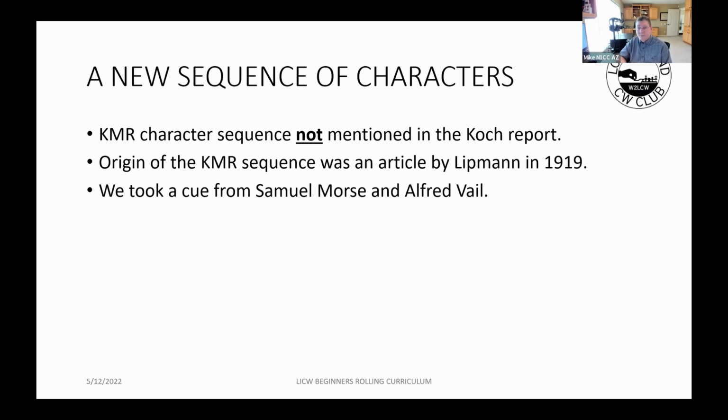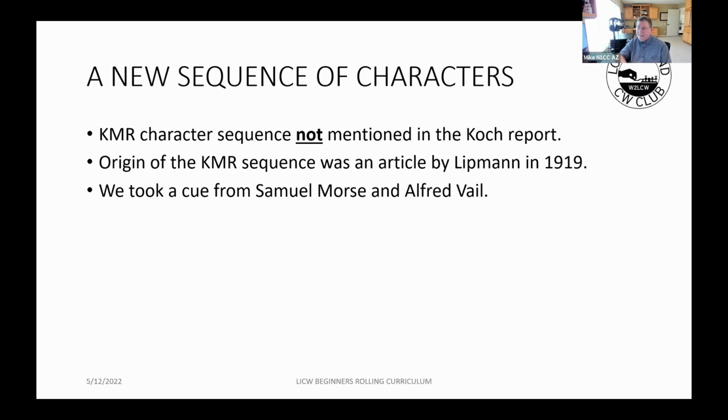And Lippmann came up with what he called an obscure character sequence of varying difficulty. And what do you suppose that obscure character sequence was? KMRSU. And to 71 students, he taught that sequence. And he was correct. How well they did on that sequence was an accurate predictor of how well they went on to learn CW. So once we knew where the KMR sequence came from, we then refocused on Koch because he developed two sequences of his own.